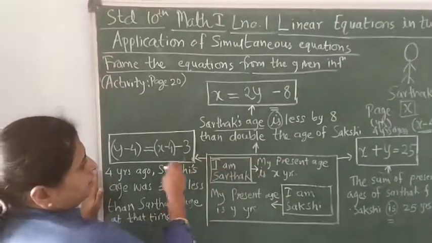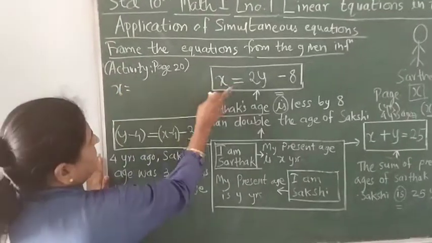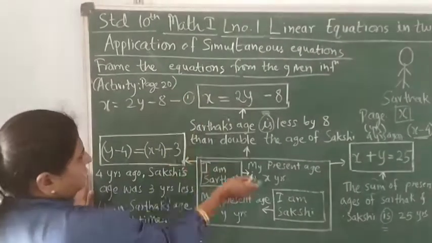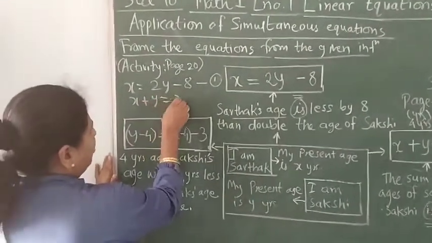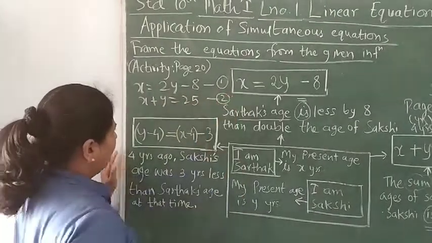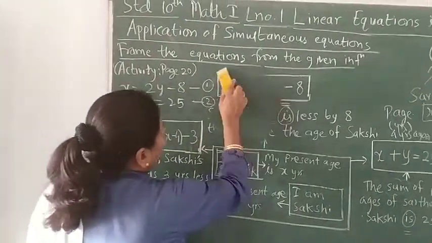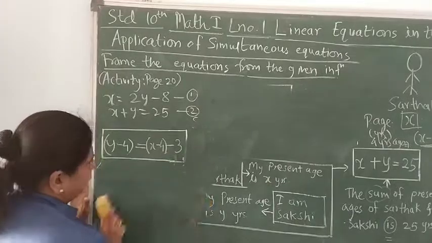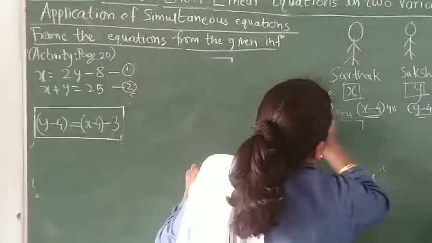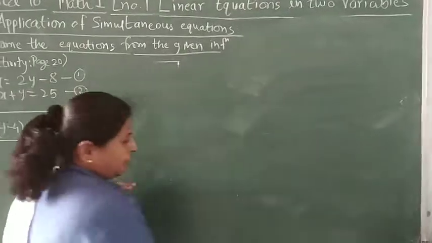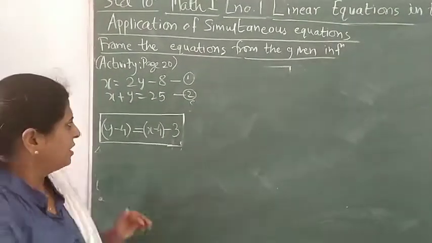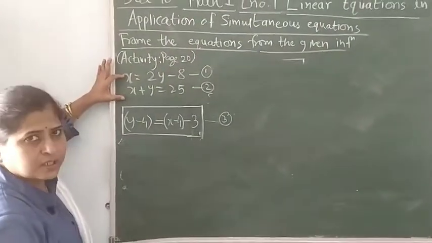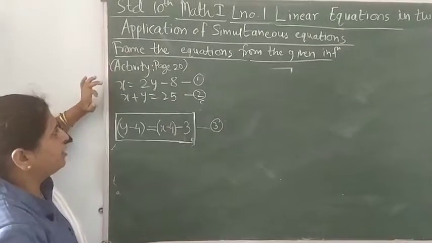So let me write the first equation: x is equal to 2y minus 8, this is equation number 1. Another equation we have got is x plus y is equal to 25, number 2, and this is the third equation, number 3. So we will now rub this part and see the solving part quickly. Now let's use these 2 equations simultaneously and we can get the value of x and y.